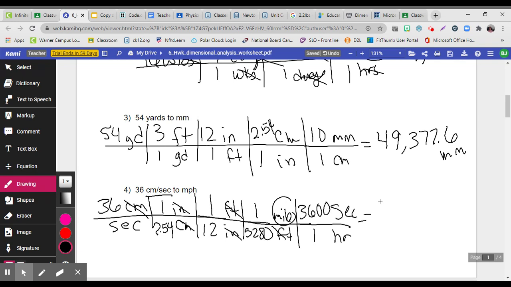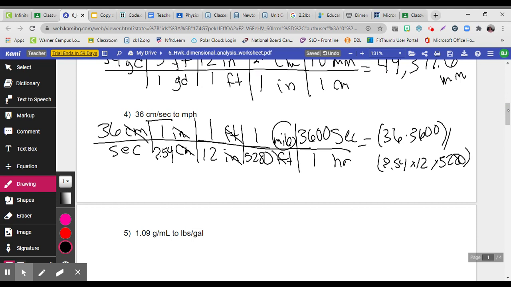Again, if we're going to put this in, we want to use parentheses, such as parenthesis 36 times 3,600, parenthesis, divided by, parenthesis, 2.54 times 12 times 5,280. The parentheses allow for order of operations to occur correctly within your calculator because that's how your calculator works. And we answer this, our total answer is 0.805 miles per hour.